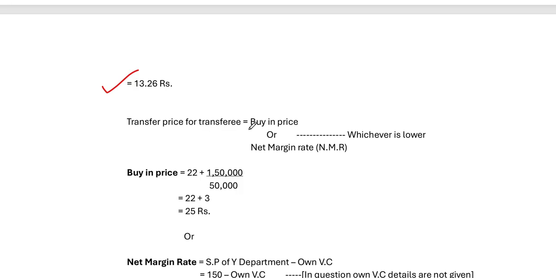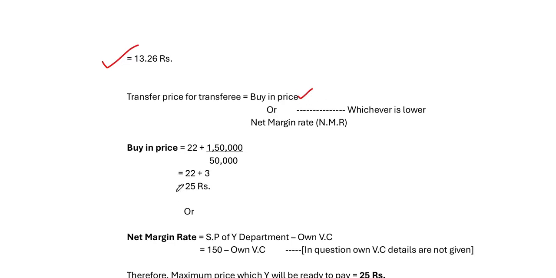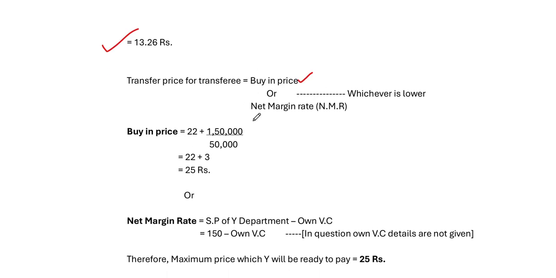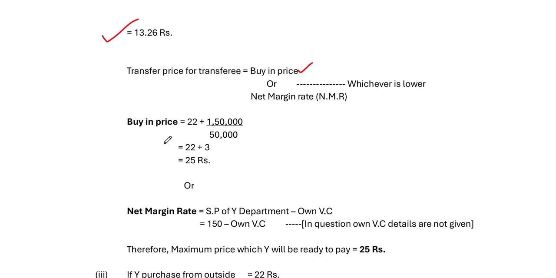Transfer price for transferee. Now we will see the angle from the transferee. So what is the transfer price for the transferee? The buy-in price or net margin rate, whichever is lower. Buy-in price means whatever the price in the current market, that will be called the buy-in price. So we will calculate both of these and compare them.